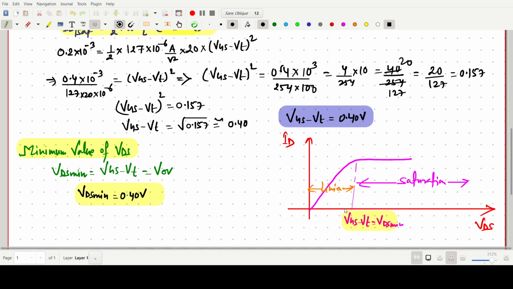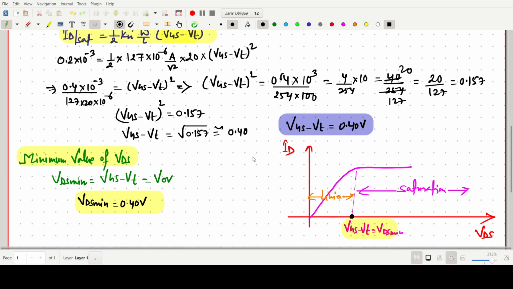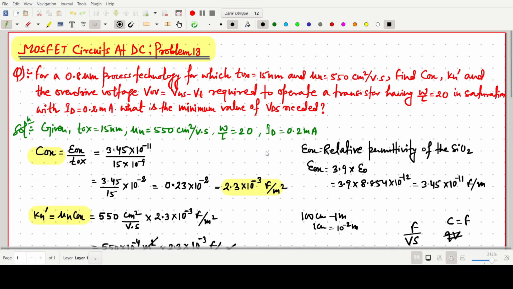So this one is the VDS min value, which is just this point. Okay, so this is all about this question. So in the problem, it's very simple. We have to find every value, so we can easily find by using the basic concepts of MOSFET circuits. So this is all about this question.